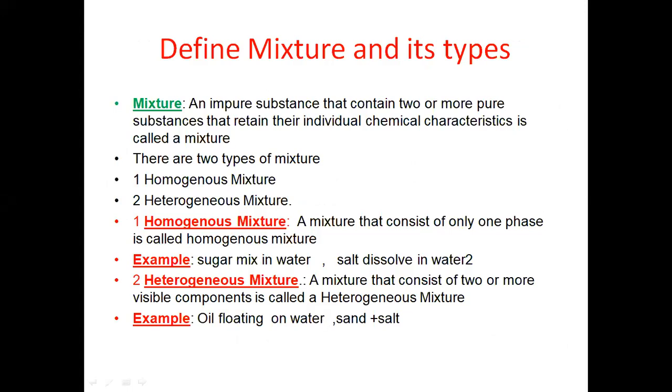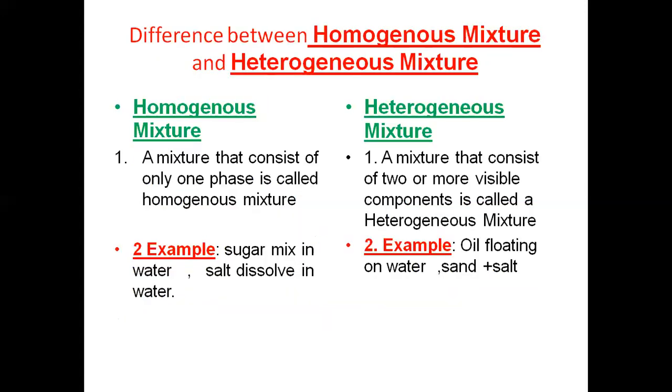This is a question about the definition of the mixture and its types. What is a mixture? An impure substance that contains two or more pure substances that retain their individual chemical characteristics is called a mixture. Two types: homogeneous and heterogeneous, and this is their definition along with examples.